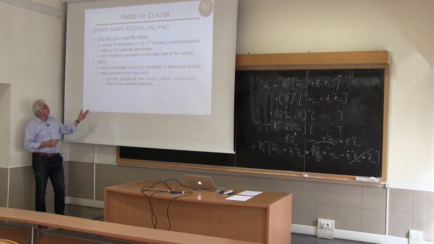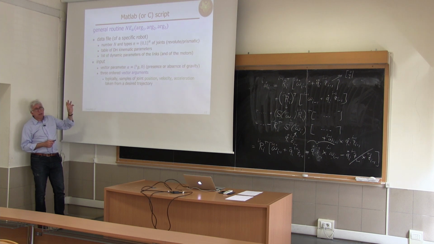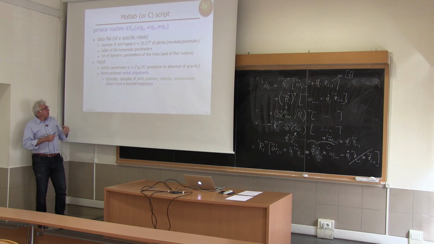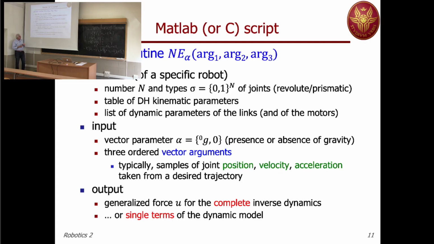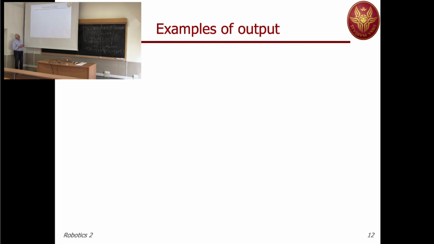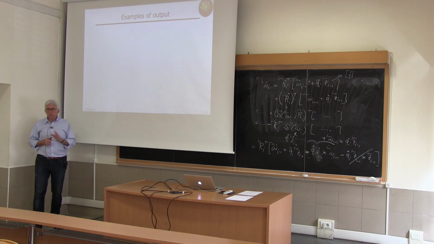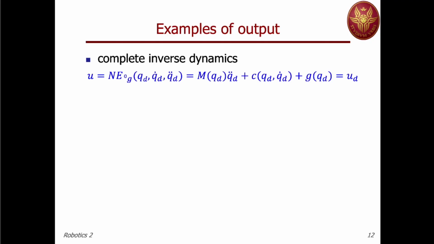And then you have 3 ordered vector arguments. Now these vector arguments, pay attention, typically are position, velocity, and acceleration, the inputs in the previous inverse dynamics computation. But you may play around with these arguments and generate nice things. So typically they are taken from a desired trajectory, but not necessarily. So the output could be, in fact, the inverse dynamics in the complete form, or really single terms or special quantities from the dynamics. And let's do some examples. This is very nice, I guess. I mean, I like it very much.